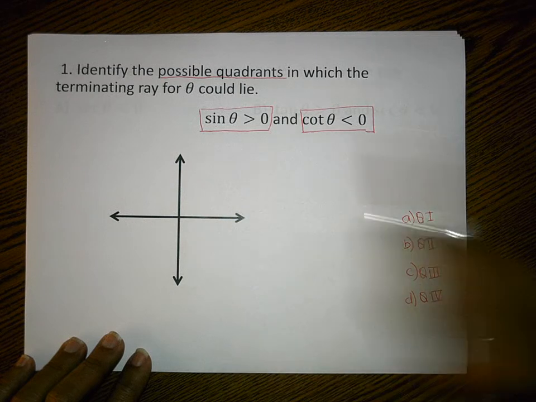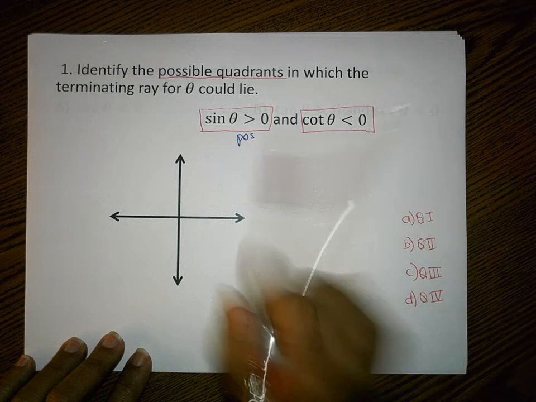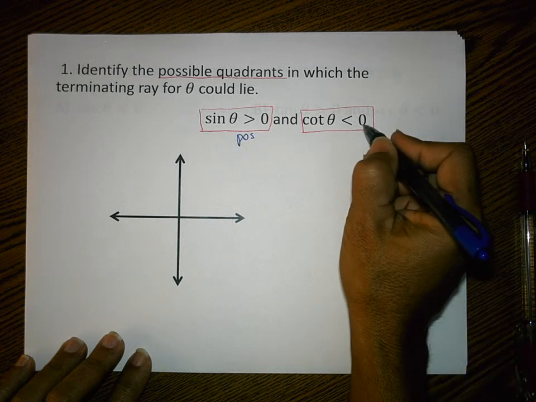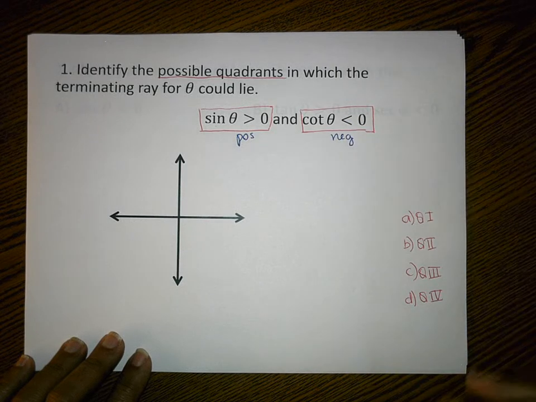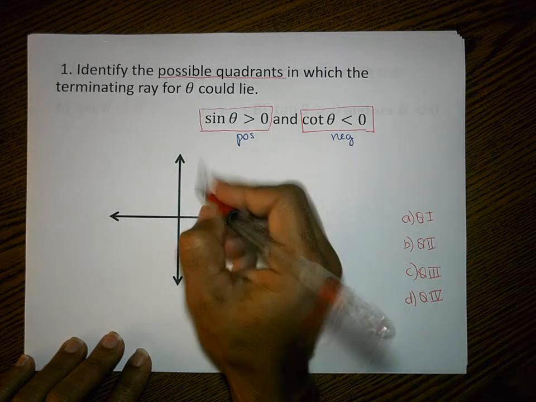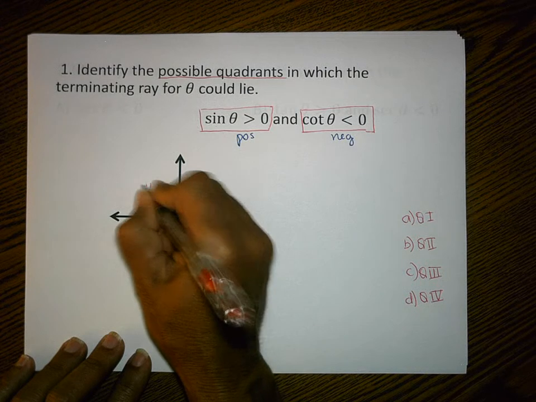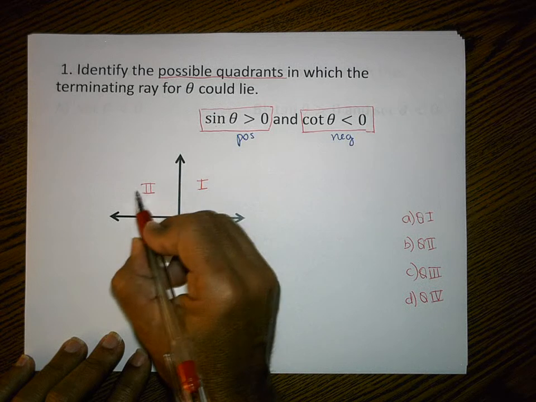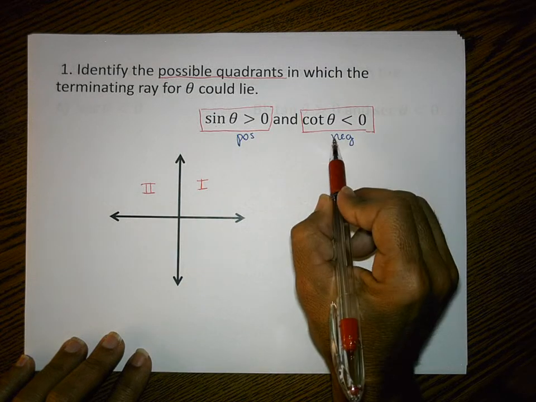Greater than 0 is telling me that it is positive, okay? The sine is positive and the cotangent is less than 0. Well, if you're less than 0, then you are negative, okay? So I have to obey both of these rules. Where is the sine positive? Well, the sine is positive in quadrant 1 and in quadrant 2 because all students, okay? So the sine here. But the cotangent has to be negative.